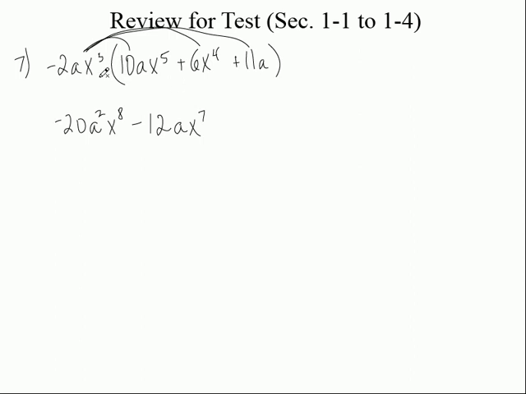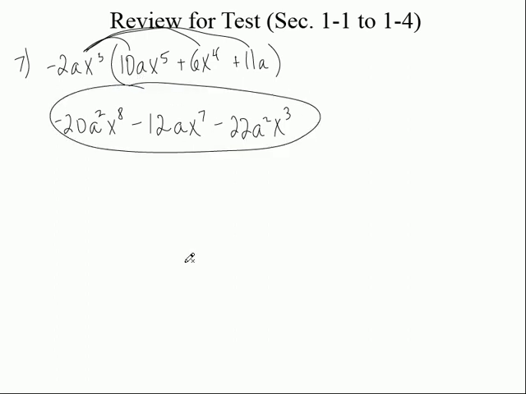All right. Then what do we got? I got another minus, right? 22. Multiply the a's, a squared, and you got a x cubed. Any like terms here? Nope. So you just circle it, and you're done. We good?